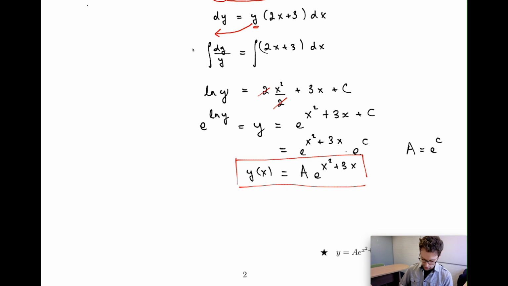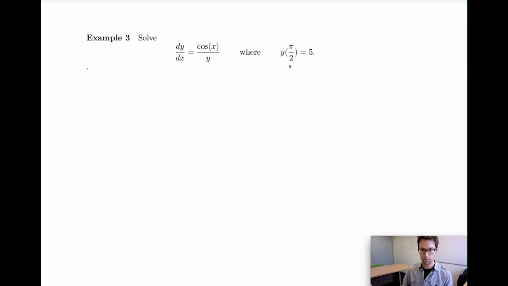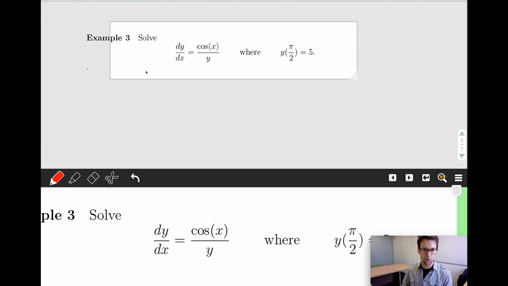So let's take a look at another example of the method of separation of variables, this time where we've got some initial information that we're going to use at the end of the problem to fix that unknown constant of integration. So once again, I'm given a first order differential equation. dy/dx is equal to cosine x over y.